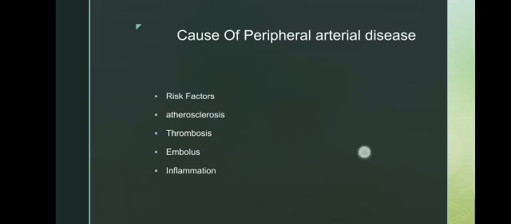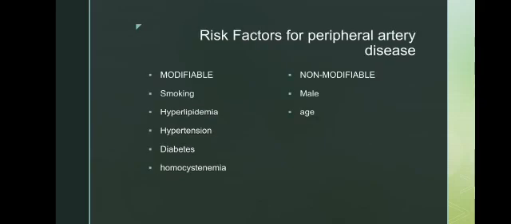And there are certain risk factors for peripheral artery disease. Some are modifiable, some are non-modifiable. The most common is smoking. It is said that if you continue to smoke, you will lose your limbs. Hyperlipidemia, hypertension, diabetes, homocystinemia, these are all modifiable. Smoking can be quit. Hyperlipidemia can be treated by antistatins. Hypertension can be treated by antihypertensives, diabetes can be treated, and homocystinemia also. Non-modifiable factors are male gender and age group. These cannot be modified.